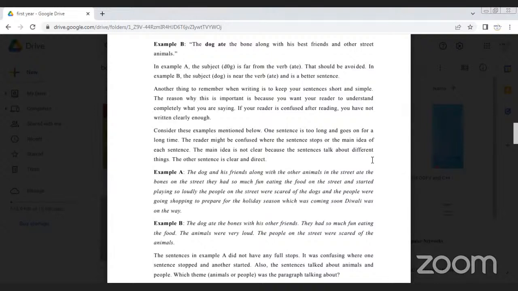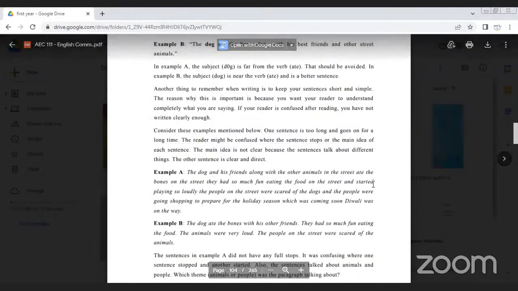One sentence is too long and goes on for a long time. The reader might be confused about where the sentence stops or what the main idea of each sentence is. The main idea is not clear because the sentence talks about different things. The other sentence is clear and direct. Let's see the first sentence.